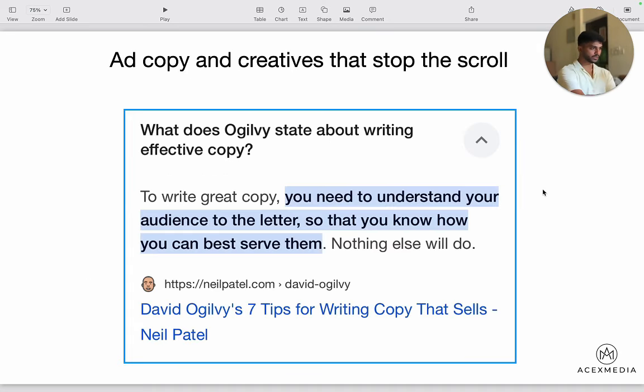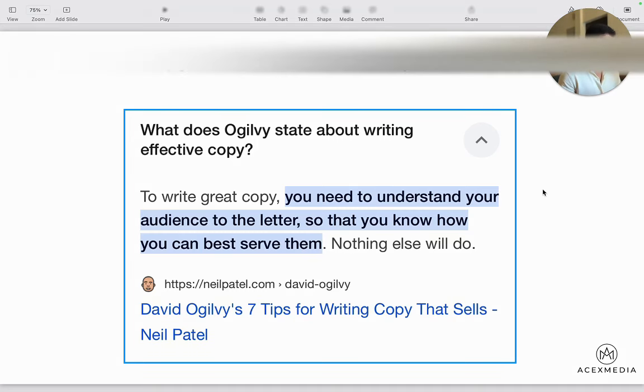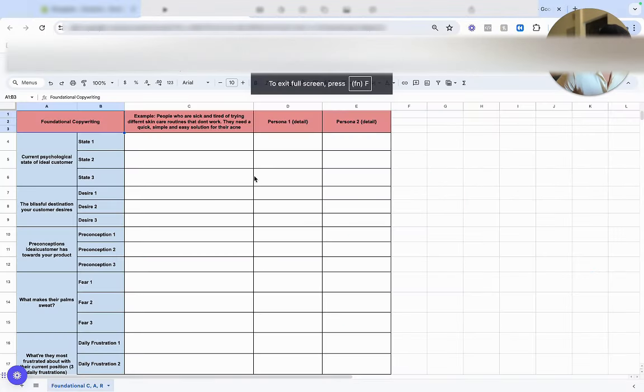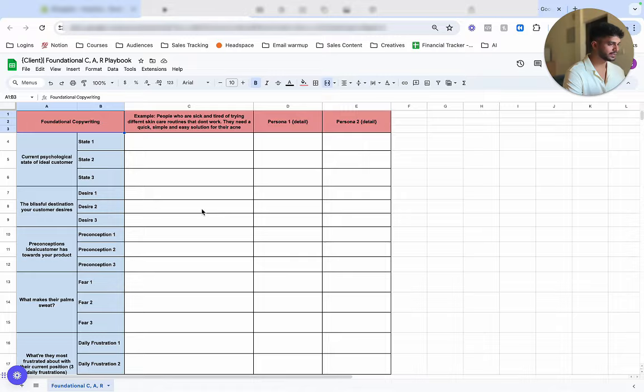So firstly, as David Ogilvy says, to write copy that stops the scroll, you first need to understand your audience to the letter, meaning you need to know your audience thoroughly and what their pain points are and everything. So how do you do that? We have this framework inside of our agency that we use, and this framework basically helps us identify what exactly the issue is. Whenever a new client comes on board, the first step that our media buyers and our copywriters do is fill this out.